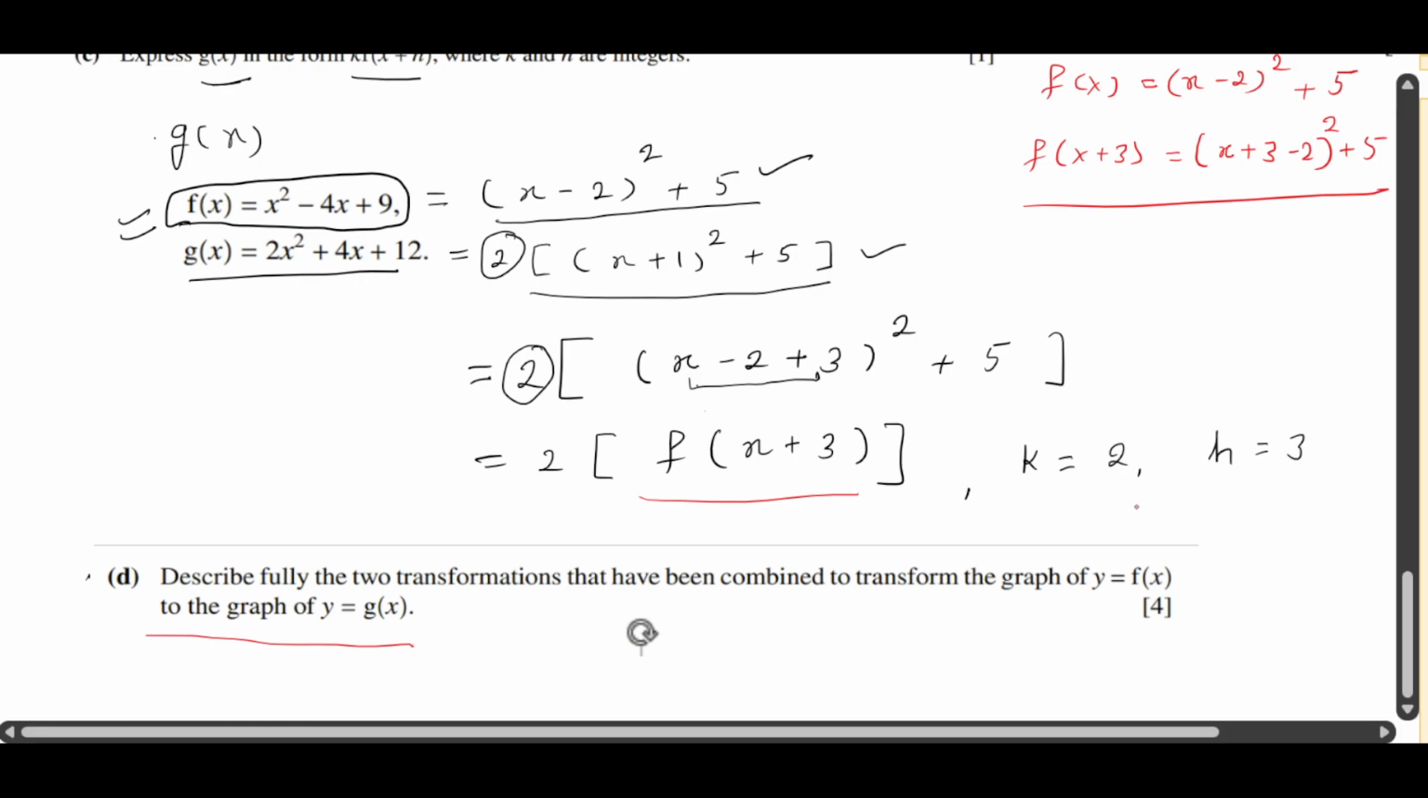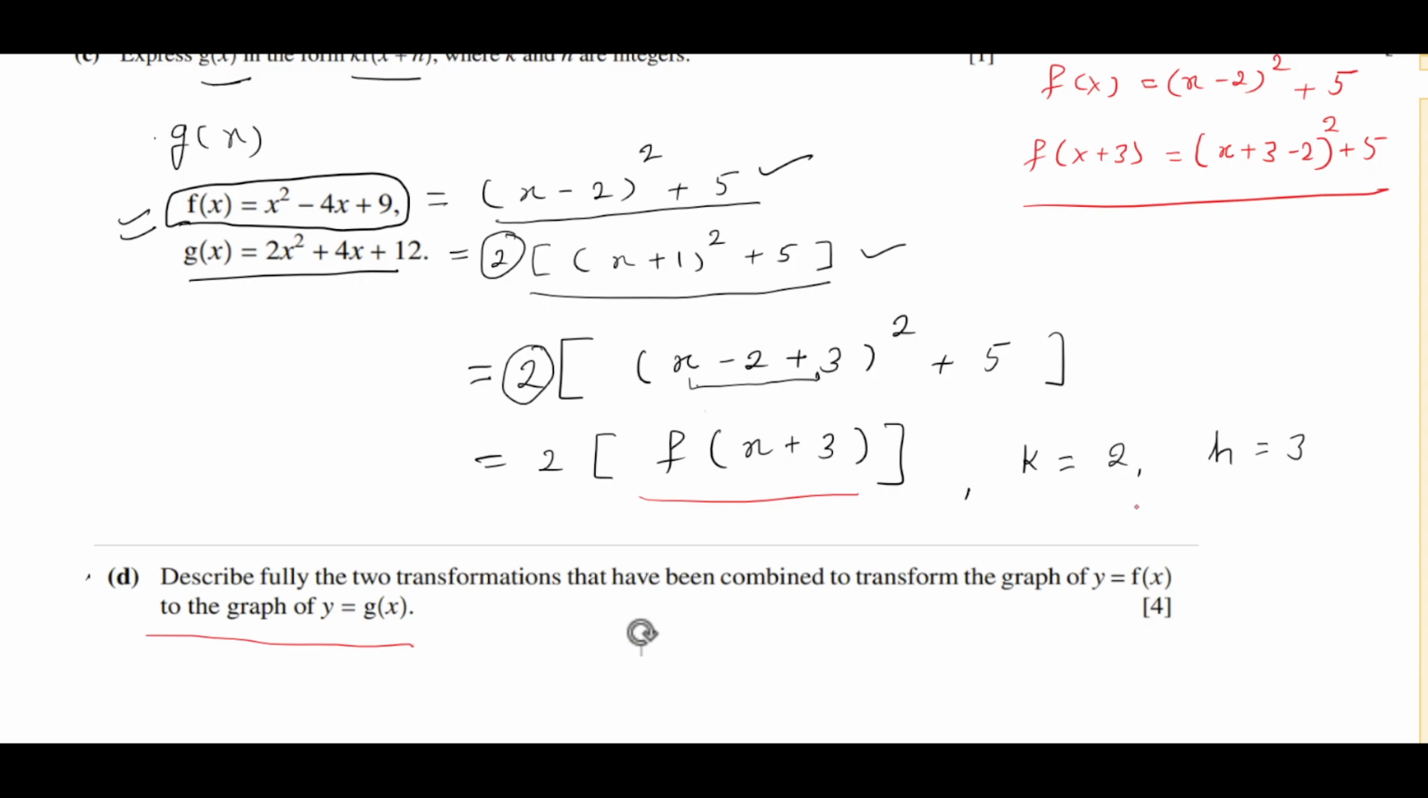You are there now, Sarah? Yes, sir. Okay, you can move on to the next question. You have done this. Okay, very good. Now the next question: do you know anything about transformation? Oh, yeah. So try this. What transformation do you find here?